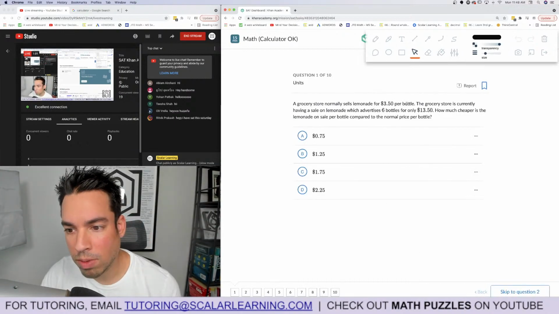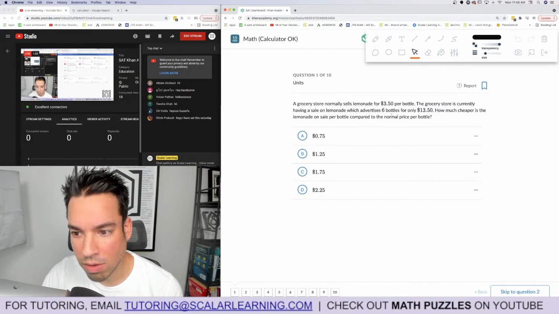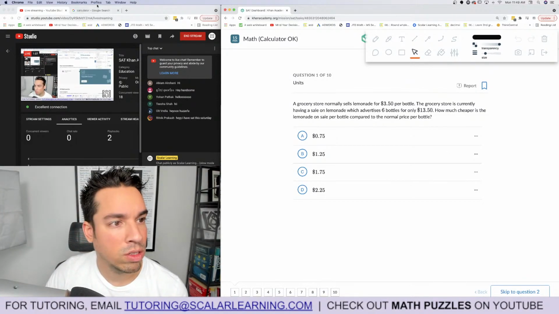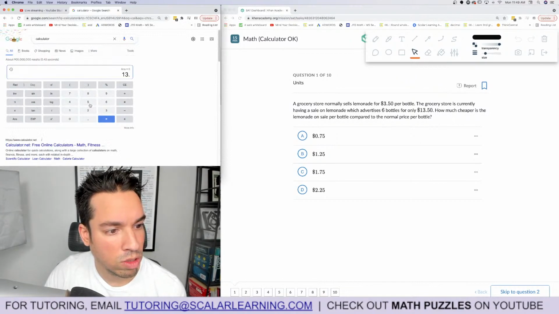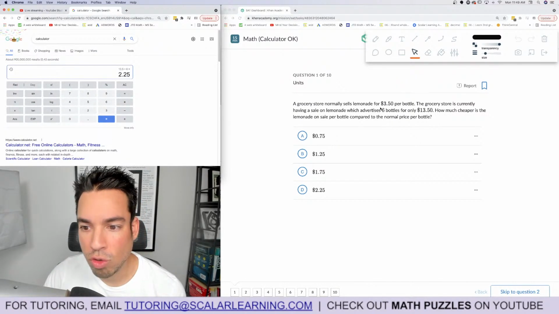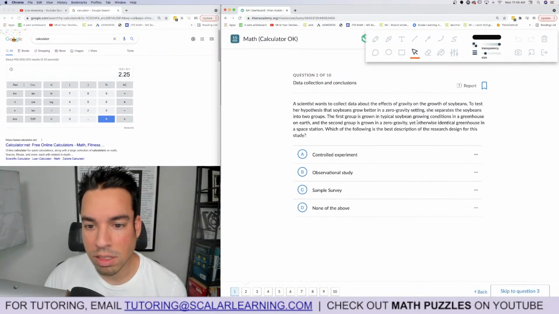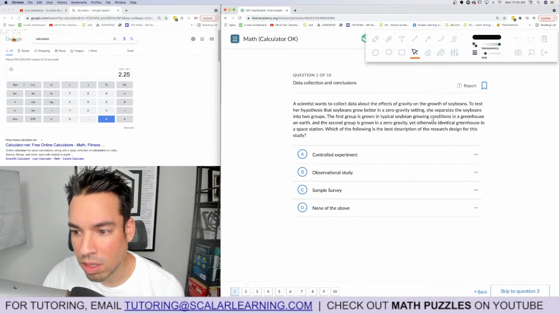A grocery store normally sells lemonade for $3.50. The store is having a sale which advertises 6 for $13.50. How much cheaper is it? Okay, well, let's get the unit price. $13.50 divided by 6 is $2.25, so it's $1.25 cheaper. Boom, done.